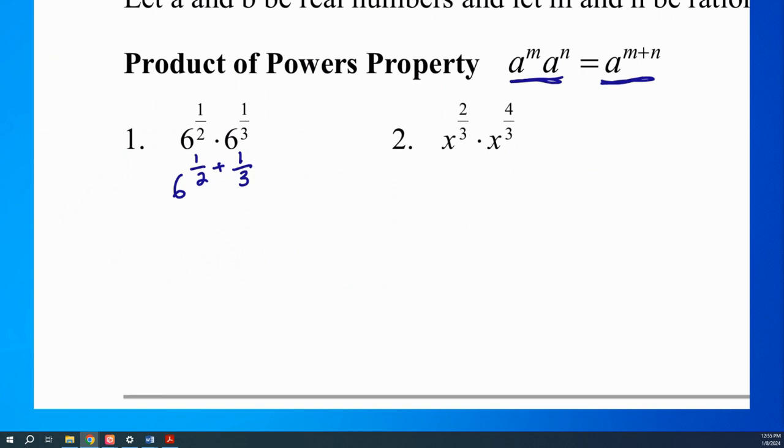But what do I need to do in order to really add those exponents? Common denominators, right? So what would be a common denominator here? 6. So how can I rewrite 1/2 as something over 6? 3/6. And how would I write 1/3? 2/6. So what's my exponent going to be? 5/6. Do we all understand that? So that would be my answer.